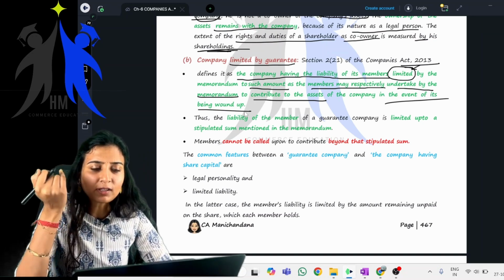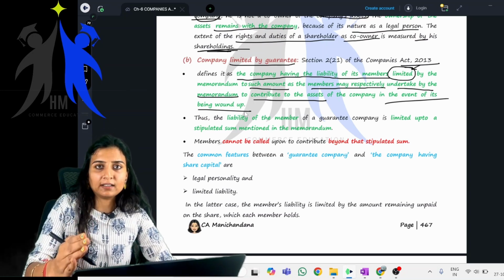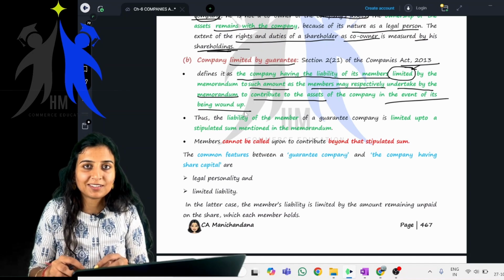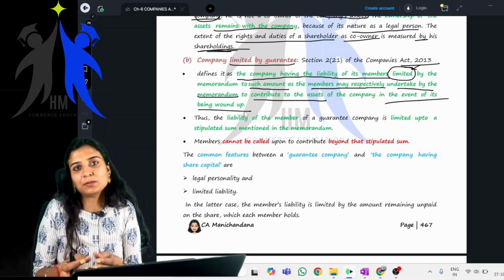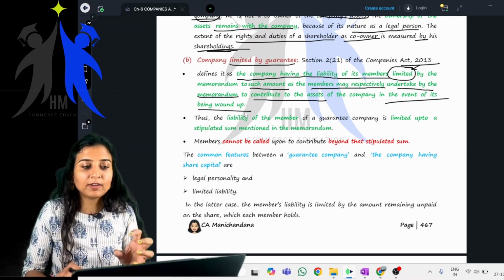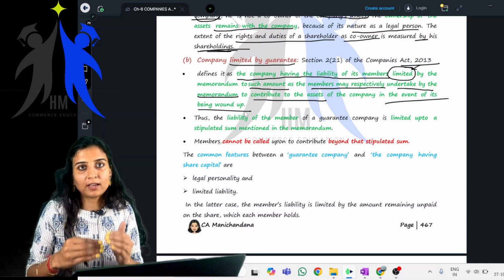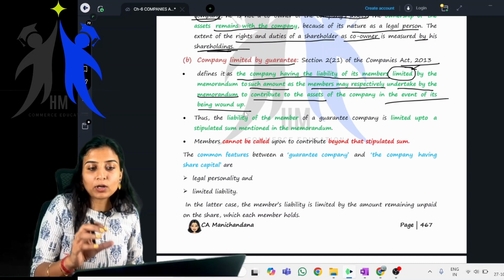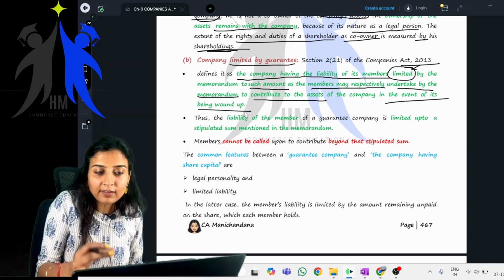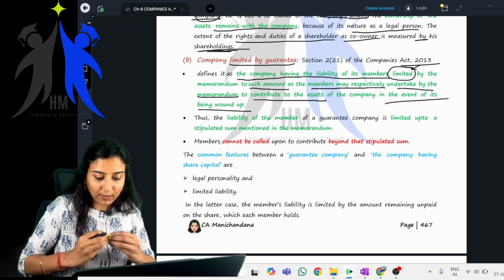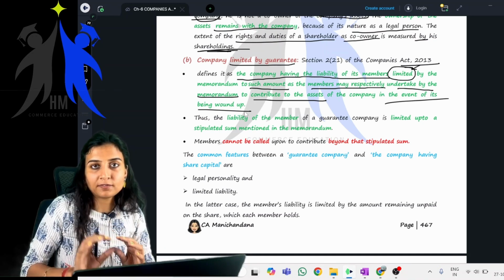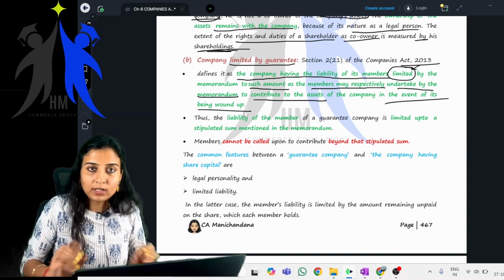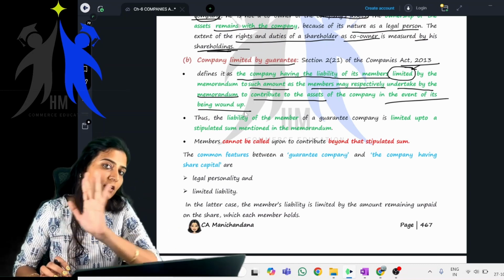Simple. They are telling that whatever you have agreed in the memorandum. What is memorandum of association? What is articles? You will learn. These are nothing but company-related documents in which there are so many clauses. You will have a capital clause, you will have a name clause, all that will come in that. Whatever you are telling, this much is the amount I will give if the company winds up. I will give 10 lakh rupees if the company winds up. That is written in the memorandum of association of the company. So only that much you have to contribute. Not even 1 paisa extra you'll have to contribute.